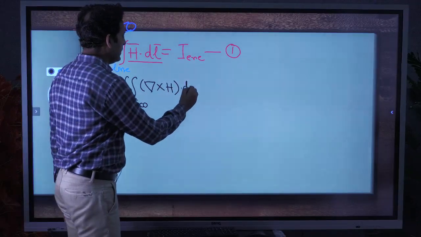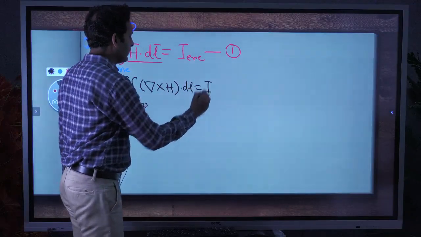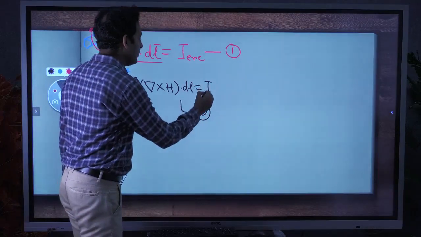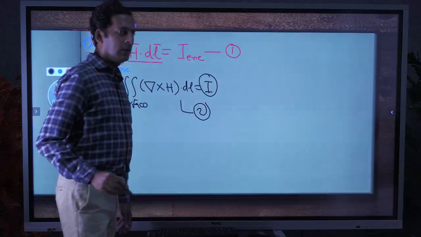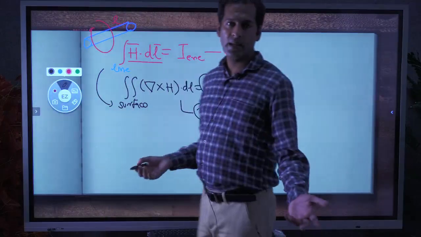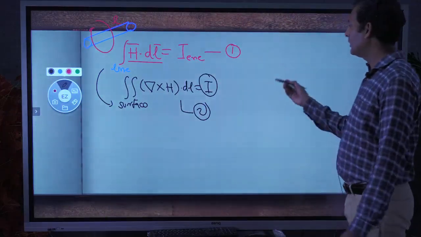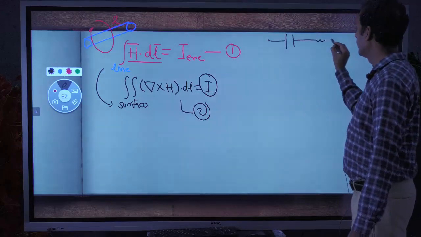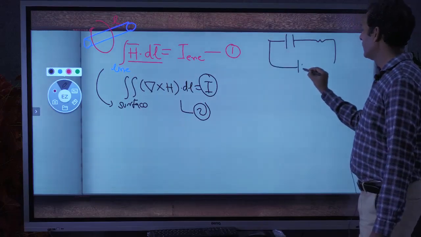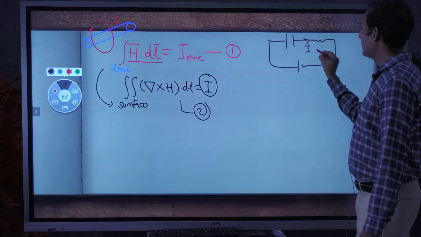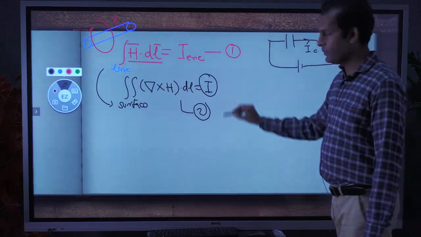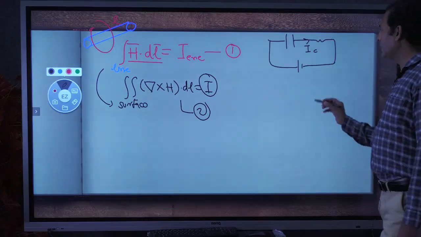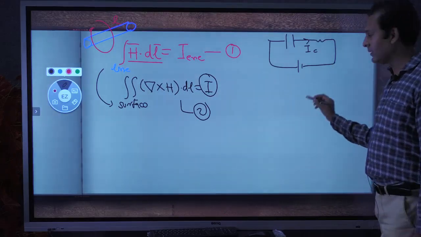Say this is dl equal to I. Now equation 2. Now let us explore this current I. What is current I? Current I, as we know, is the current flowing in the conductor. In the example of a capacitor and resistor, there is current I. This is IC. What does it mean here? That is conduction current.